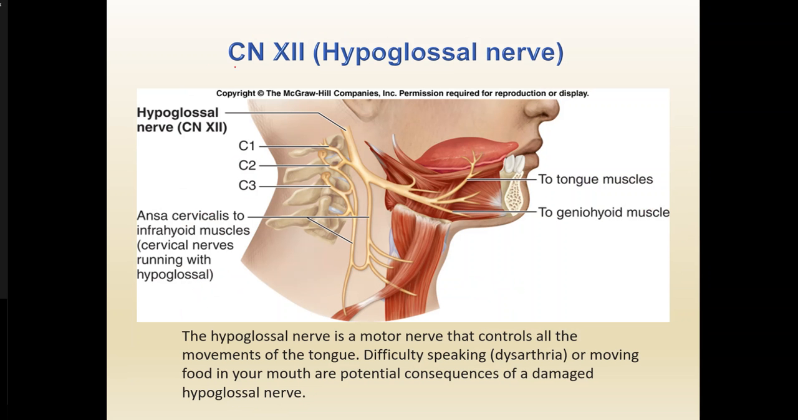All right, so number 12, this is the last one, hypoglossal nerve, okay? This is a motor nerve as well that controls all the movement of the tongue. And impairment or dysfunction of this nerve will bring some difficulty in speaking or moving food in your mouth, okay? And so here is your hypoglossal nerve that innervates the muscles that regulate the tongue movement, okay?